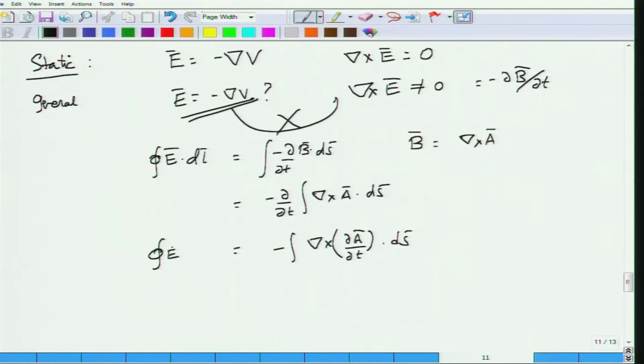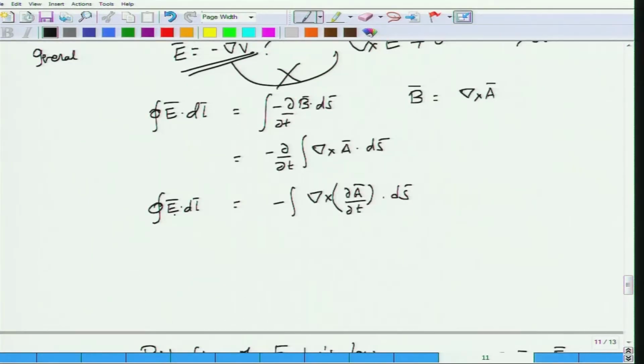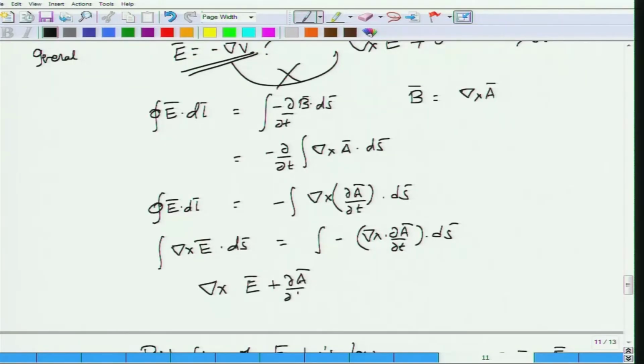Now I have one closed line integral and a surface integral. I can actually convert one of them into the same type of integral by applying Stokes theorem. So I can convert the left hand side by writing this as del cross E dot ds, curl of E, which would be equal to minus del cross del A by del t dot ds, and push this into the left hand side, you get del cross of E plus del A by del t dot ds over the integral will be equal to 0. This simply implies that curl of E plus del A by del t is equal to 0.